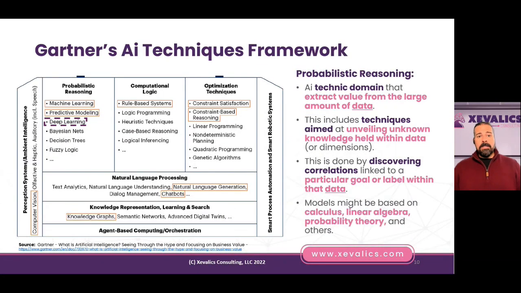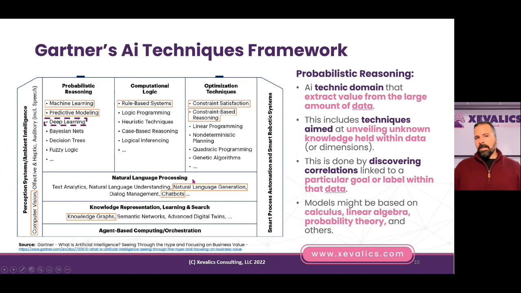So this is a taxonomy that we at Gartner have put together in order to group most of the AI techniques currently available. The way Gartner grouped these technologies is based on different technique domains. First we have probabilistic reasoning. Machine learning is within probabilistic reasoning, and the same thing happens with deep learning. But we have other domains like computational logic, optimization techniques, natural language processing, and others.